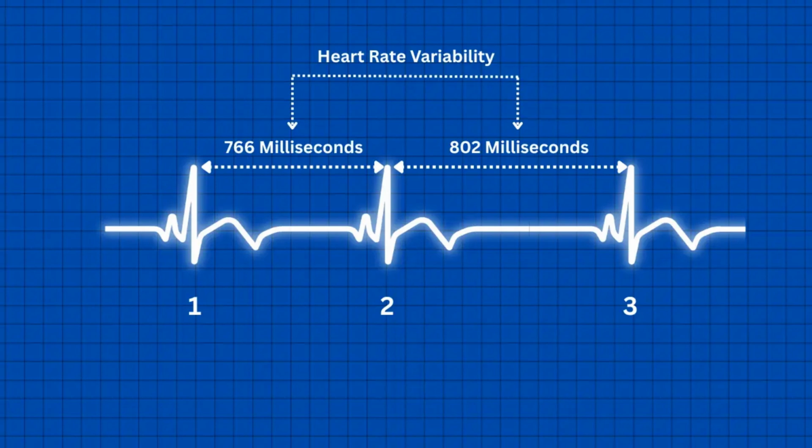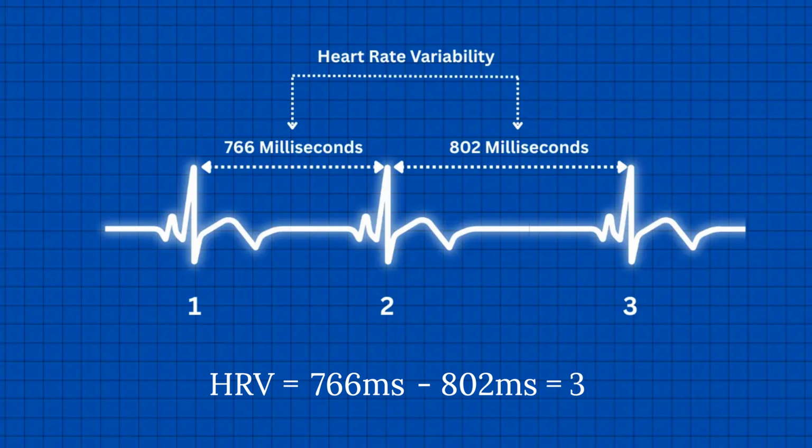Heart rate variability is the time difference in milliseconds between each successive heartbeat. So in this example, the time between beat 1 and 2 is 766 milliseconds, and the time between beat 2 and 3 is 802 milliseconds. The difference in time between these is 36 milliseconds. This is the heart rate variability. This is then measured for each heartbeat over a given time period and the average is taken. This then gives you your heart rate variability stat.